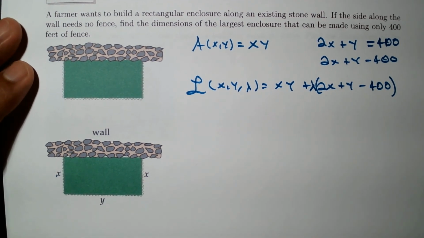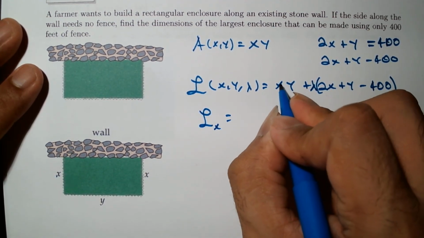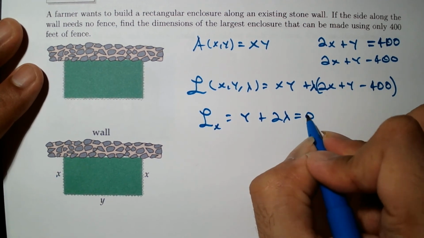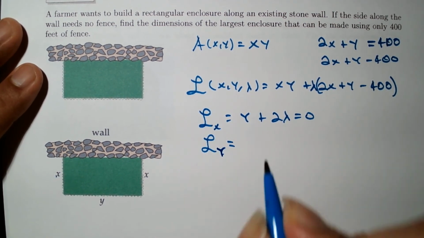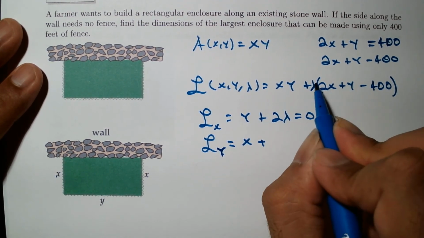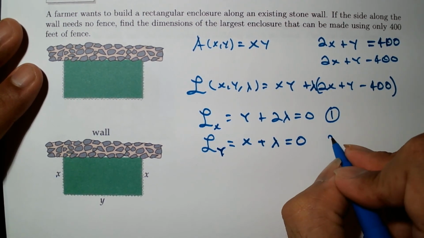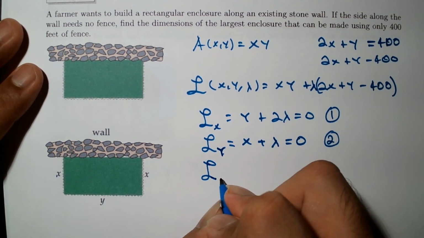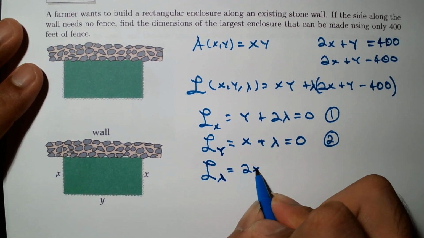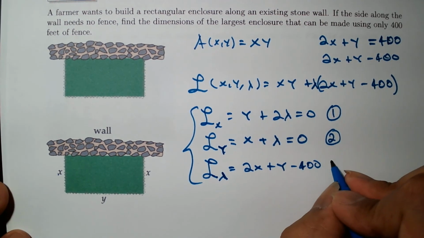Okay, and then over here let's find the partial derivatives. L sub x is going to be the derivative of x y, which is y, plus the derivative of 2x, which is 2, times lambda, that's 2 lambda, equals 0. L sub y is the derivative with respect to y, which is x, plus the derivative of y, which is 1, times lambda, is simply lambda, set equal to 0. Let's label these equation 1 and equation 2, and the partial derivative of the Lagrangian with respect to lambda will be the constraint. So that is our system of equations.